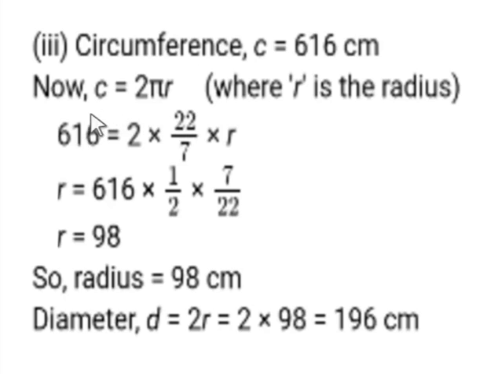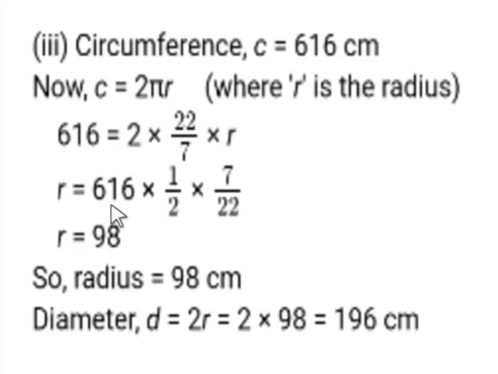616 is the circumference, so we will write 616 in place of C. Then 2, value of pi is 22 upon 7 and r you have to find out. Now here as you have to find radius, you will shift these two numbers on the other side. Here 2 is in multiplication, on the other side it will become 1 upon 2 and 22 upon 7 will become 7 upon 22. Now here I have interchanged the left hand side and right hand side.